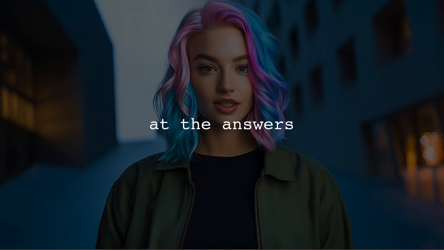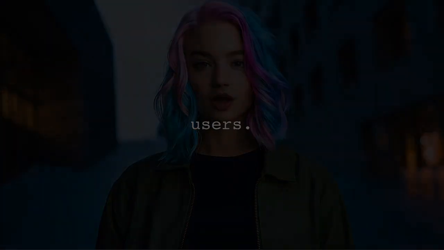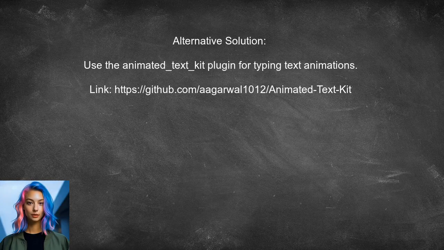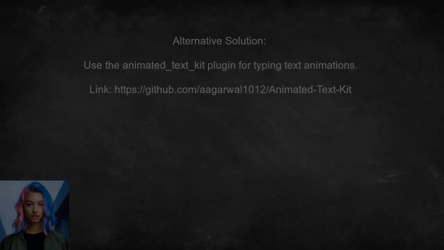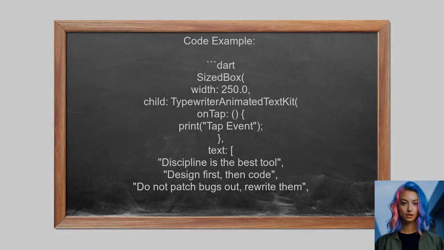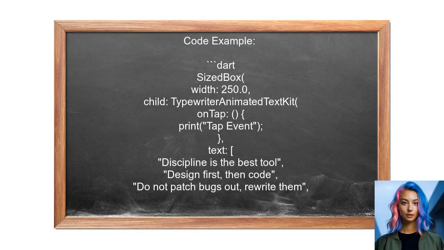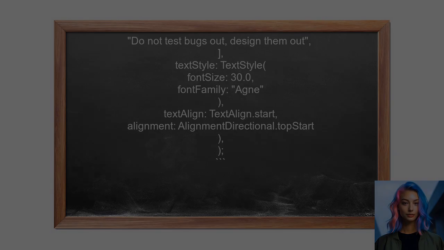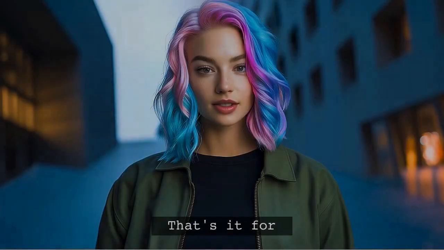Now, let's look at the answers provided by other users. An alternative solution comes from another user who suggests using the Animated Text Kit plugin. This plugin simplifies the typing text animation process. Here's a code snippet demonstrating how to implement it. You can create a typewriter effect with a list of text strings. That's it for that response.